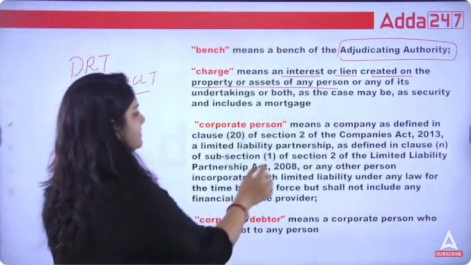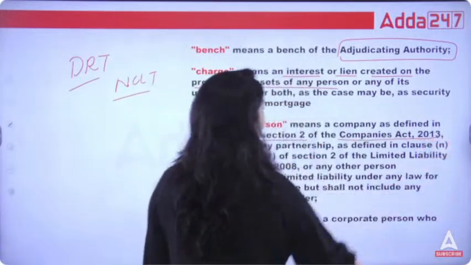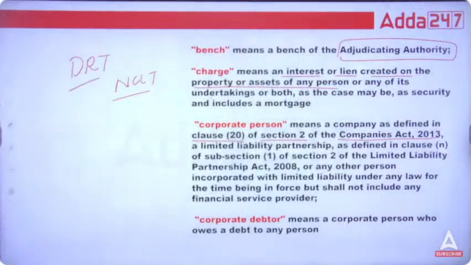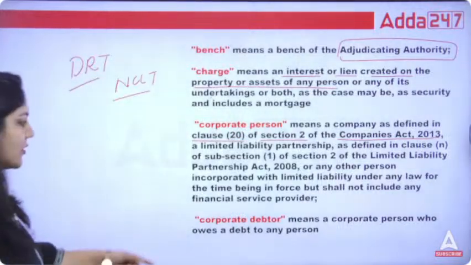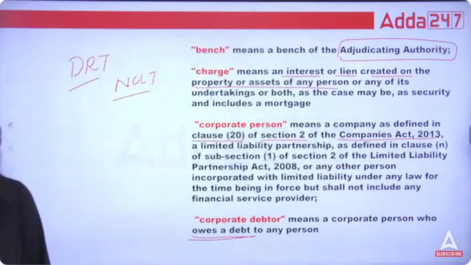Corporate person is defined in clause 20 of section 2 of the Companies Act 2013. See, corporate person. Corporate debtor is one who owes a debt. That is called corporate debtor.